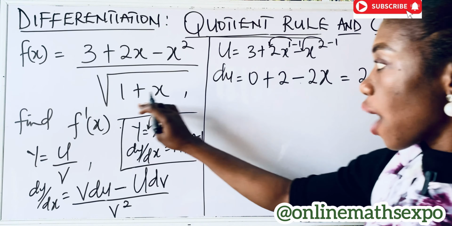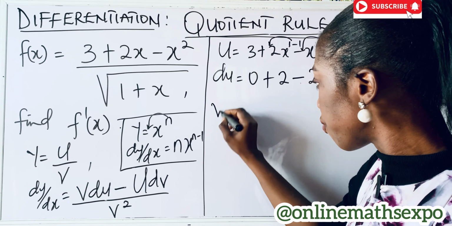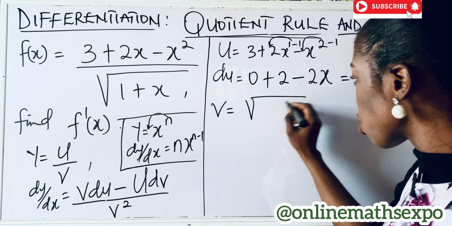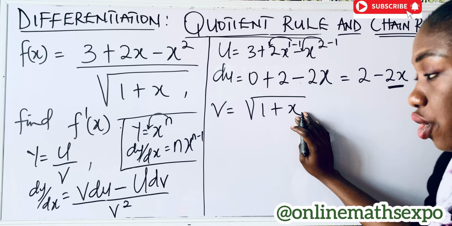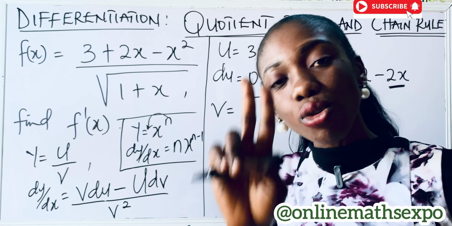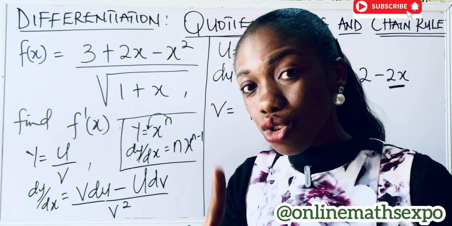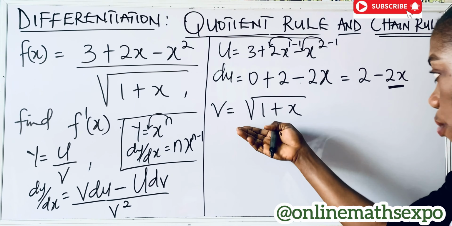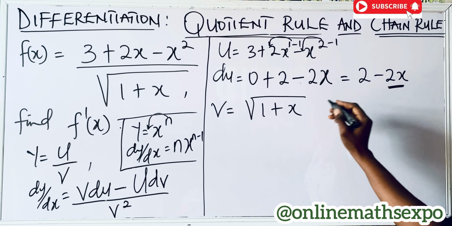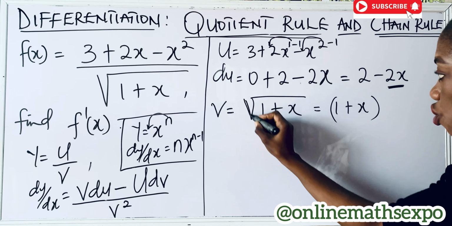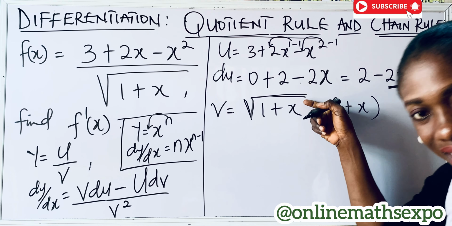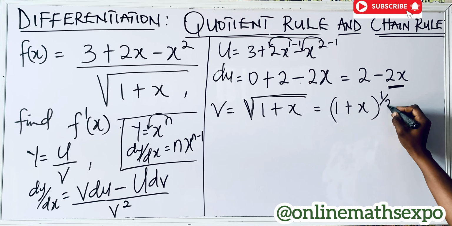Now let's go to our v. Our v is given as the root of 1 plus x. Now when you have this function, like we said, it is two functions in one, so you use your chain rule. But before then, this function can also be written as 1 plus x to the power of, since the root is written in index form, 1 over 2.